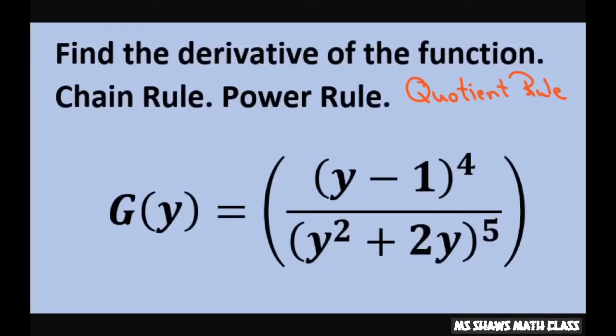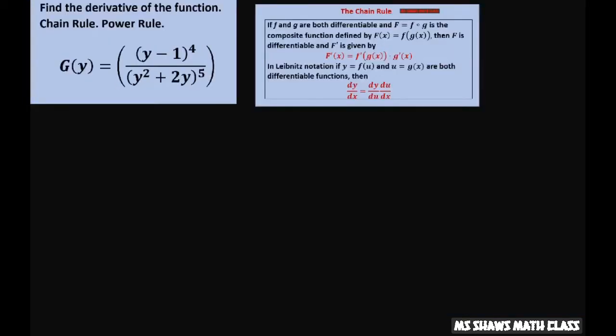Hi everyone, we're going to find the derivative of g of y using the chain rule and the quotient rule. So we'll get started. The first thing we're going to do is take g prime of y. What you do is copy down your denominator, so that's going to be (y squared plus 2y) to the fifth. And then you multiply it by the derivative of your numerator. So that's where you use your chain rule.